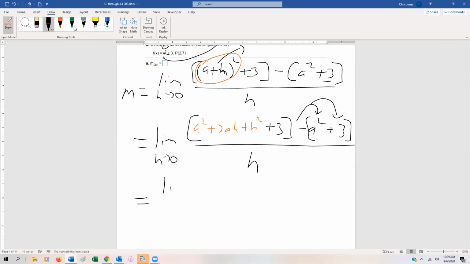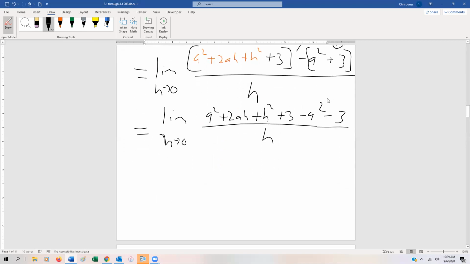All right. So this is now going to be the limit as h approaches 0 of (a squared + 2ah + h squared + 3 - a squared - 3) divided by h. Now we still can't plug in h, unfortunately, because we'd be dividing by 0. But we can cancel out the a squared terms. We can cancel out the 3's. So what are we left with? We're left with the limit as h approaches 0 of (2ah + h squared) divided by h.